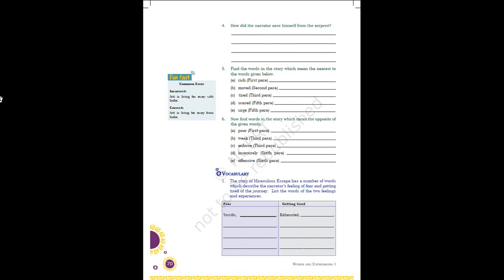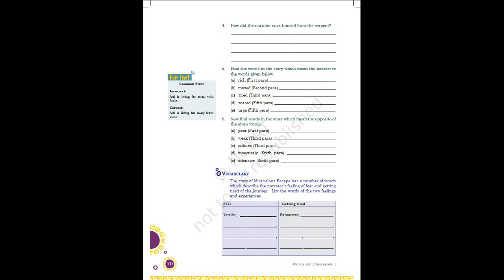You can find that answer in the first para. Moved: wandered. So third, fourth and fifth you will be able to do. The sixth question is opposites. You need to write the opposite of poor. You can write rich, weak, strong. So you can write the answers. They are very simple. Most of you will be able to do. Those who are not finding the answers, or if you have any doubts, you can type now itself in the chat box. The story of the miraculous escape.